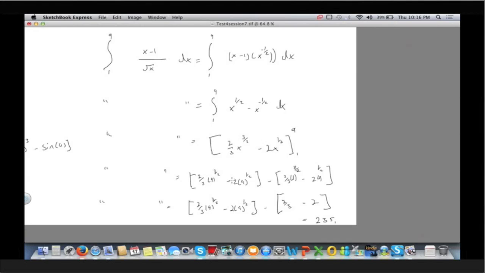Huh. I get an error. Let me see. x minus 1 divided by square root of x. And when I go to second calc, I go to 7, and I type in my lower limit is 1. My upper limit is 9. I get an error.